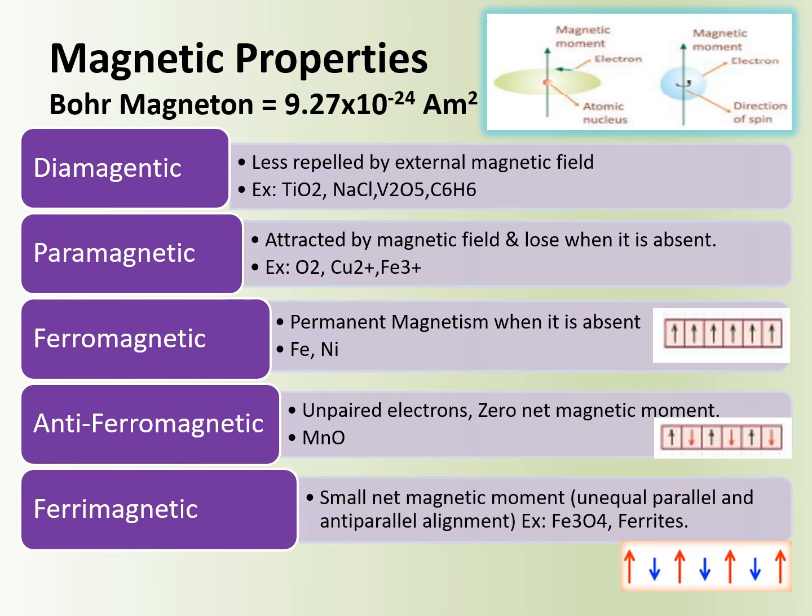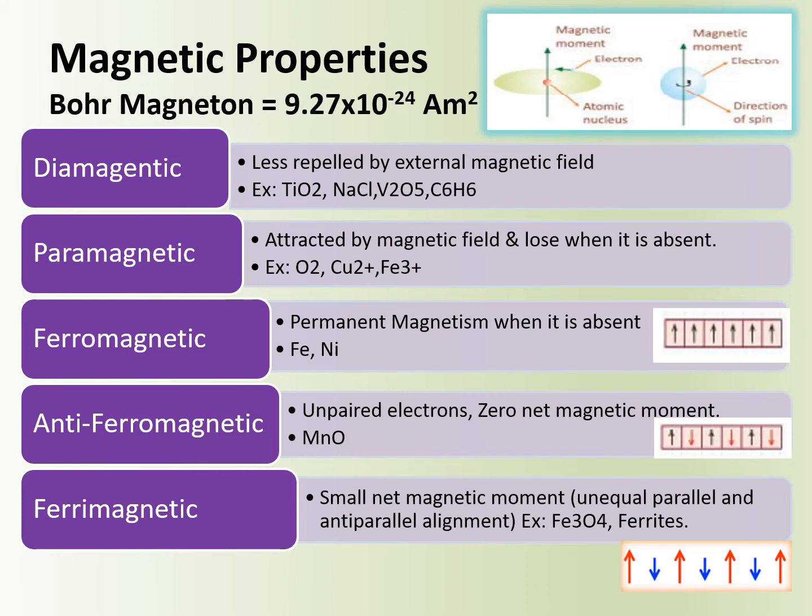In that type, if you apply any external field, it shows very little repulsion. The paired electrons show very little repulsion by the external magnetic field. Examples are titanium oxide, sodium chloride, vanadium oxide, and benzene.